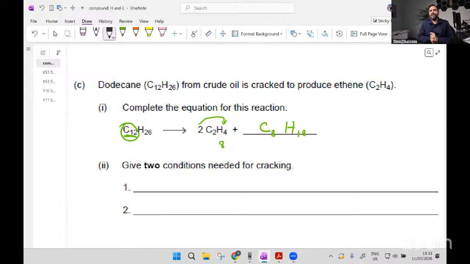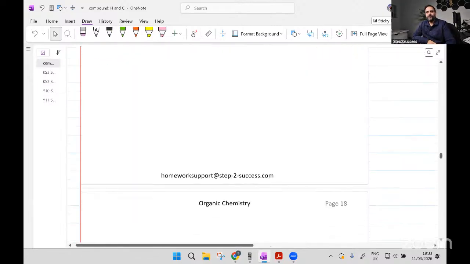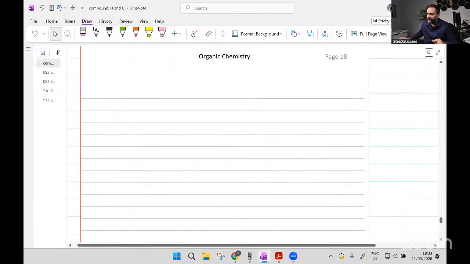Give two conditions needed for cracking. The answer is always the same. High temperature and a catalyst. They're the two things that you always need for cracking. I've done the whole thing. Right, let's move on.